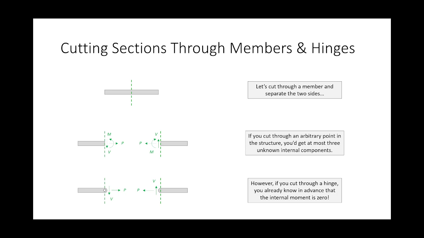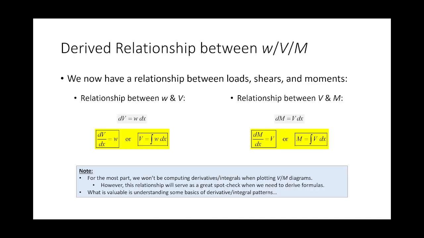Cutting sections through members and hinges, make sure that you know if you cut a section through an arbitrary point in a member, you can have 3 unknown internal responses: an unknown axial force, an unknown shear, and an unknown moment. But if you cut a section through a hinge, you only have an unknown axial force and an unknown shear, no moment, because we know that the internal moments at a hinge are 0. So just make sure that you know that.